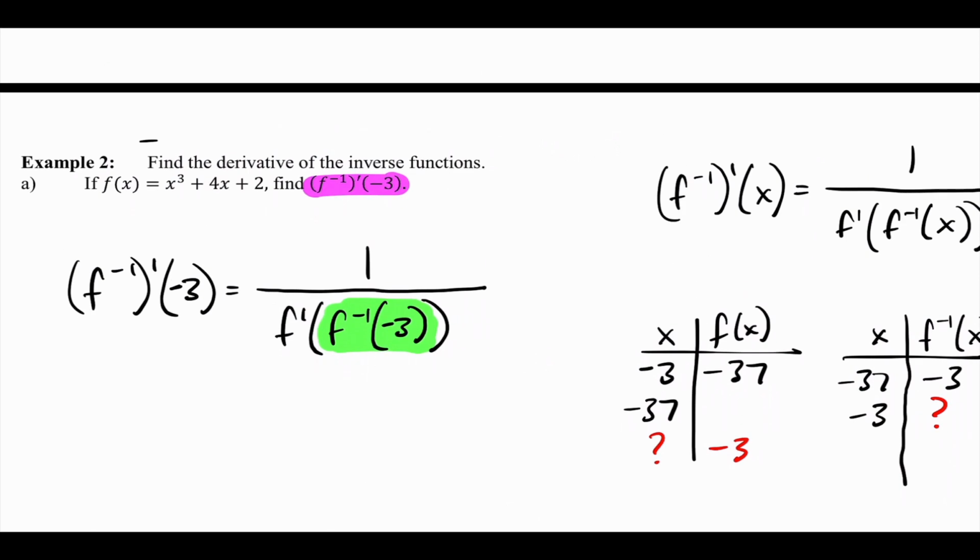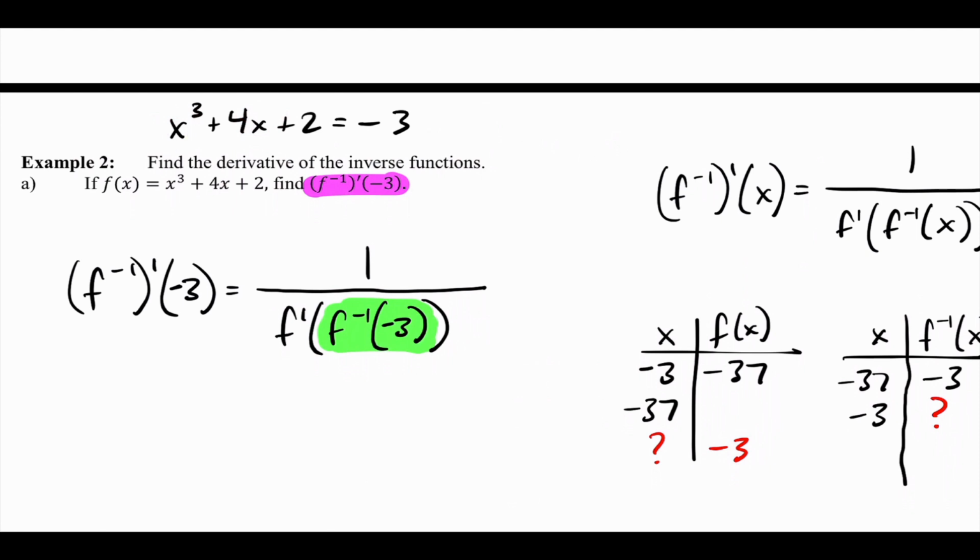So essentially, I'm trying to find out this. X cubed plus 4x plus 2 equals -3. That's what I'm trying to figure out. What x value would give me -3 as an answer? You probably could do this one in your head. What number would I plug in here and here that would give me -3 as an answer? I bet you can do this one in your head.